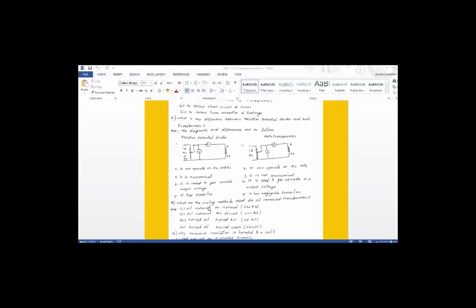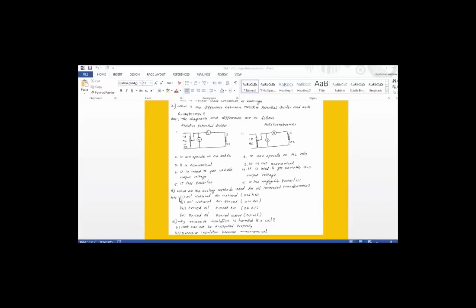Next, fourth question. What are the cooling methods used for oil immersed transformers? The following are the methods used. Number 1, oil natural, air natural, which is represented by ON-AN. Second method is oil natural, air forced, represented by ON-AF. Third, forced oil, forced air, that is OF-AF. Fourth method is forced oil, forced water method.